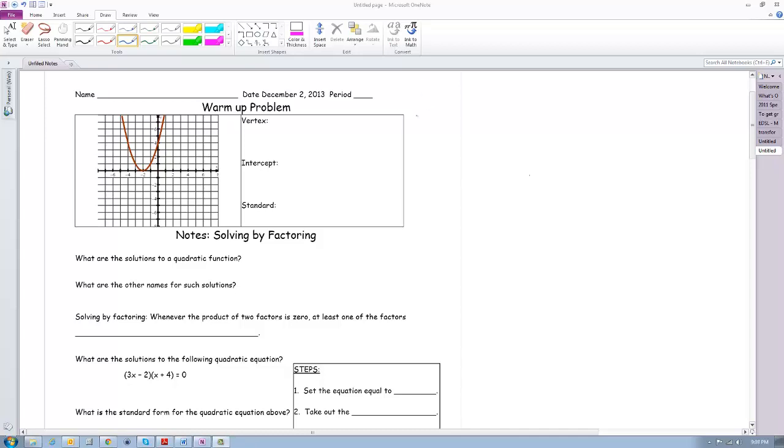Okay, let's do a quick review of the lesson of the day. We started up with the warm-up problem, and what we were asking here is to find the three forms of the equations of a parabola given a graph. So we are looking for the vertex, intercept, and standard form of the parabola.